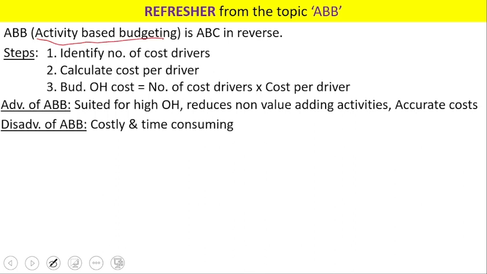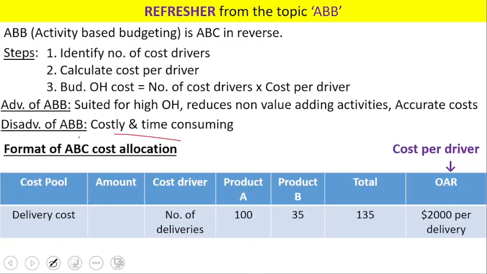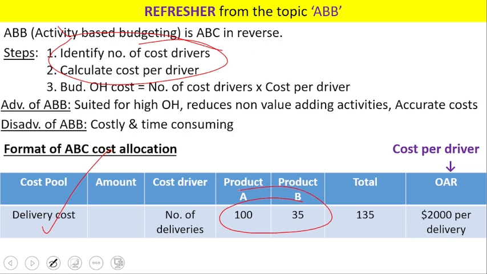We know that activity-based budgeting is ABC in reverse. Now, in the ABC cost allocation, what do we do? We move from left to right. But in the activity-based budgeting approach, we move from right to left. Now, in case of delivery cost, we have to identify the cost drivers and the cost per driver. So, initially, we will decide on the number of times that product A has to be delivered from the warehouse or product B has to be delivered from the warehouse.